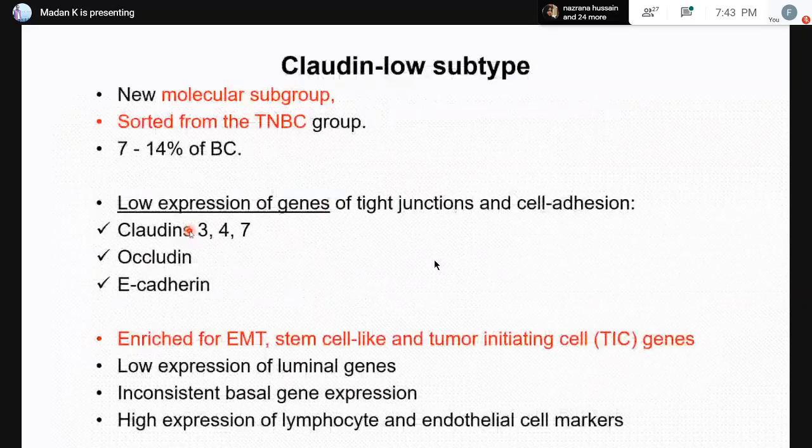And then moving on to the non-basal-like triple negative subclasses. These are the less known subtypes, and the claudin-low subtype is sorted from the triple negative group, and this constitutes up to 7 to 40% of breast cancers. Here there is low expression of genes related to tight junctions and cell adhesion molecules like claudin, occludin, and E-cadherin. What we see is enrichment of EMT, stem cell-like, and tumor-infiltrating-like genes, and there is low expression of luminal genes, inconsistent basal gene expression, and high expression of lymphocyte and endothelial markers.